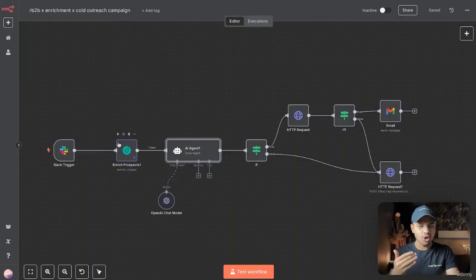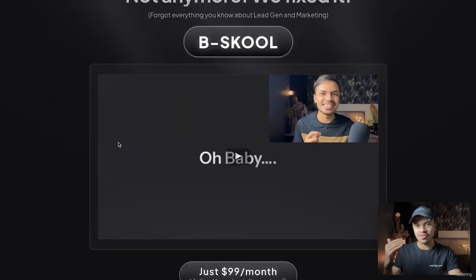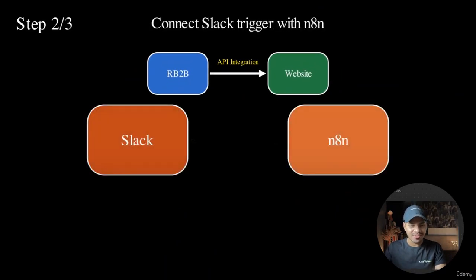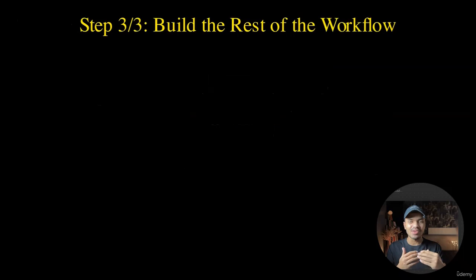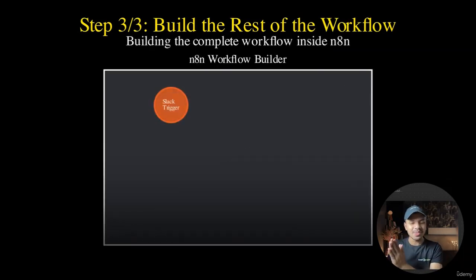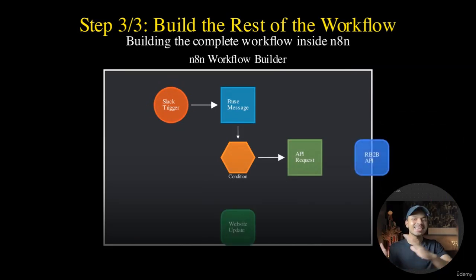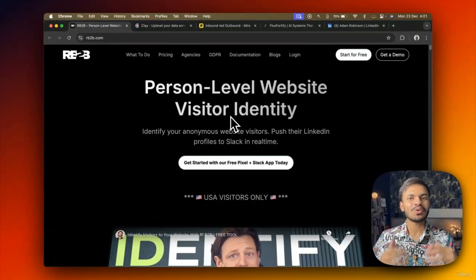But first of all, I want to show you how you can connect RB2B with your website. The first thing we will do is connect RB2B with our website. Second thing we will do is we need to connect our Slack trigger or our Slack app with our N8N. And third thing will be we will build the rest of our workflow inside N8N. So that's 3 steps that we are going to do in this lecture. I hope you are excited and I will see you on the RB2B side. Let me show you how you can set this up.